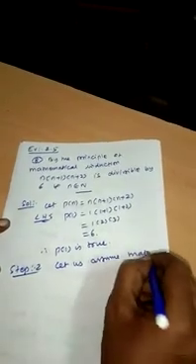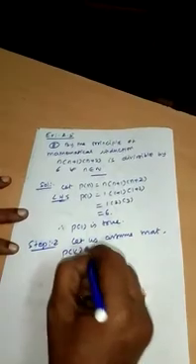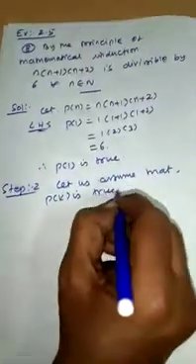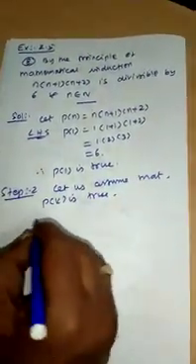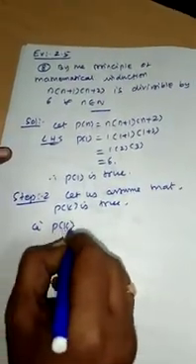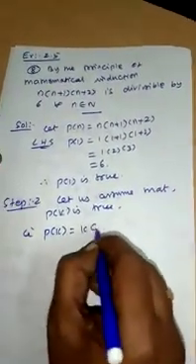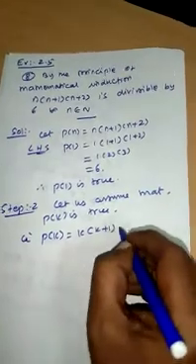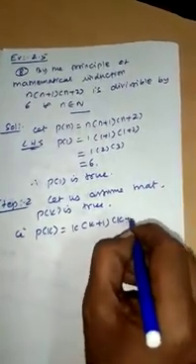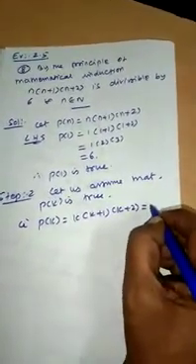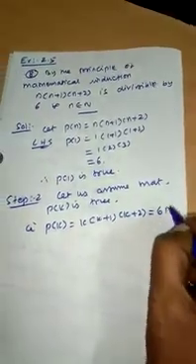Step 2. Let us assume that Pk is true. That is, Pk is equal to k into k plus 1 into k plus 2 is equal to a multiple of 6, which means 6m.